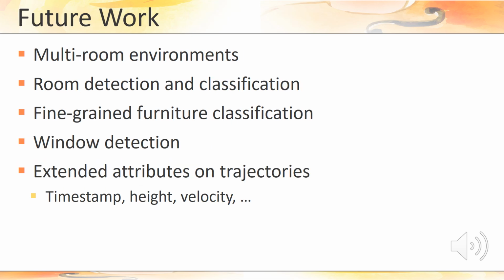Walk2Map has just begun to scratch the surface of floor plan extraction from walk trajectories. It would be useful to extend the current pipeline so that it is capable of modeling multi-room environments, correctly detecting the footprint of each individual room and classifying it based on its type. Speaking of classification, another interesting extension would be to perform a fine-grained labeling of the detected furniture, and even the current portal detection could be extended by including windows in addition to doors. Using richer trajectories that also include timestamp, height, and velocity would provide more input information to the networks and make these extensions more viable.